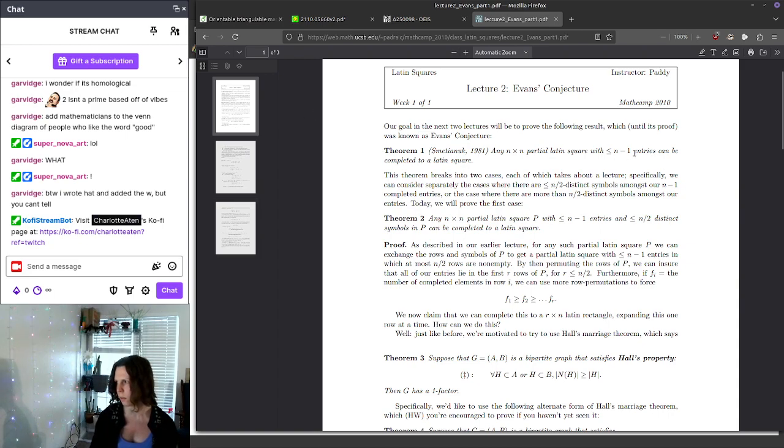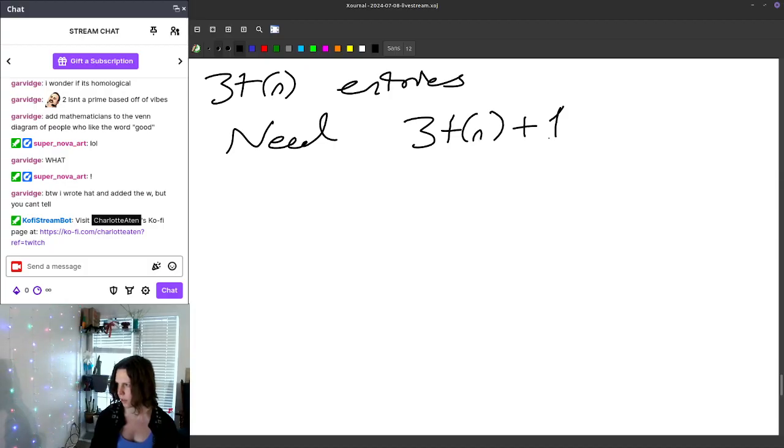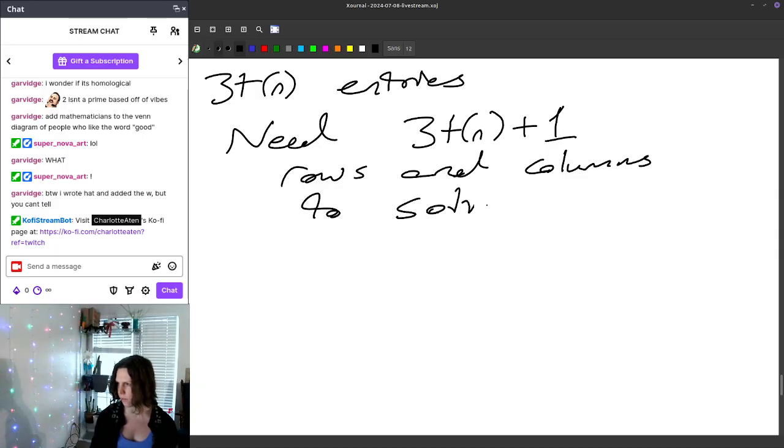So in other words, if the number of entries was k, I need it to be k plus 1 by k plus 1. So if I have this many entries, I need 3 times t of n plus 1 rows and columns to guarantee, to solve, I guess I'll say, to complete the partial Latin square.